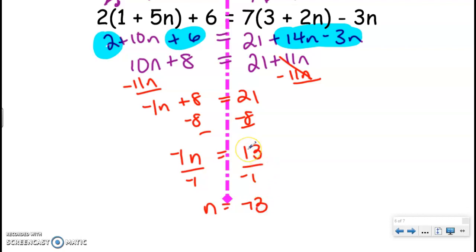If you had switched your variables and your numbers around, you would have had negative 13 equals n, or 1n, which is the same thing. Okay, the order here doesn't matter. So negative 13 for our final answer.